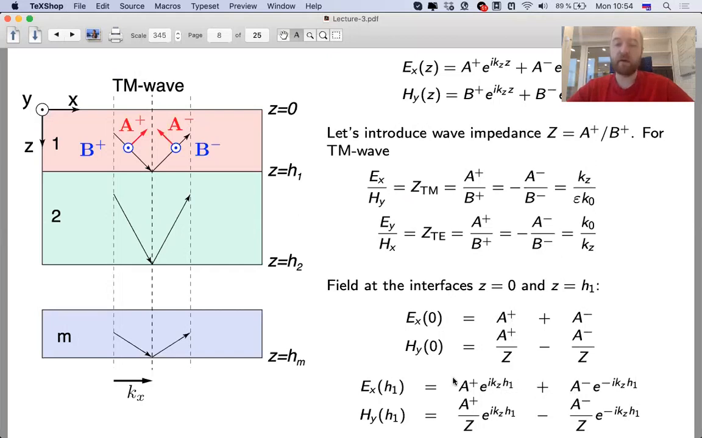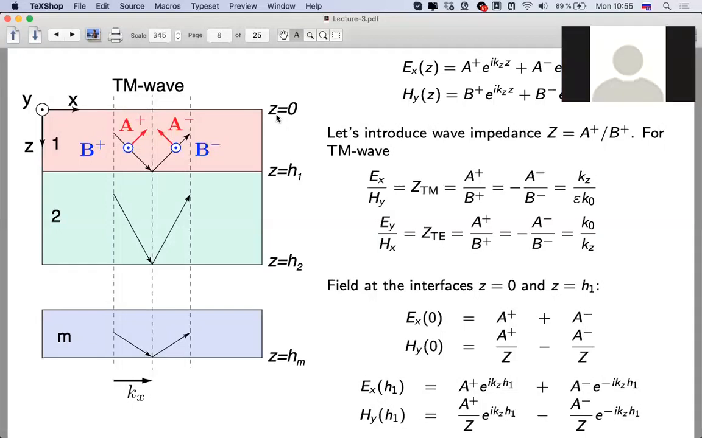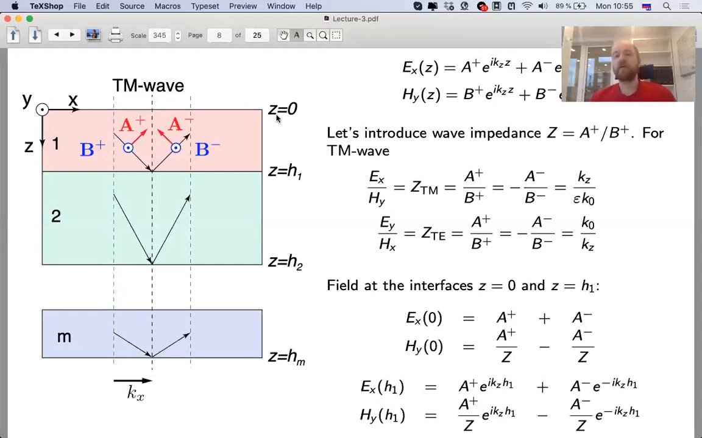Guys, please, could you get rid of amplitudes A plus and A minus? And could you write the expression for X and Y component of the electric and magnetic field at H1 through the electric and magnetic field at the upper interface when Z equal to zero? Is it clear? Yes. Please try to solve, and if you have the result, just raise your hands. I give you like 5 minutes.